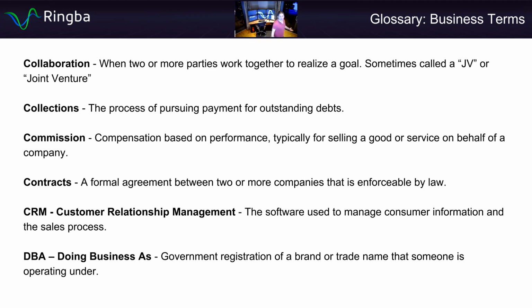Collaboration, when two or more parties work together to realize a goal. A lot of people in the online marketing space call collaborations a JV or a joint venture. It just means two people or an organization are working together to come up with something of value that people will purchase.